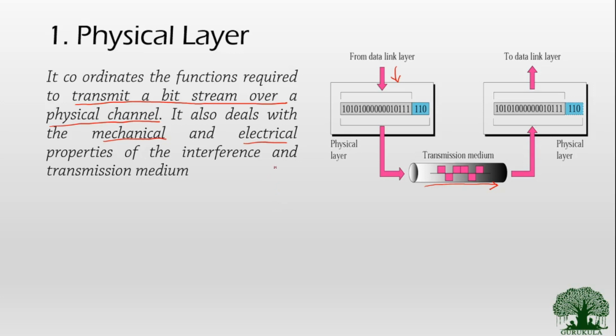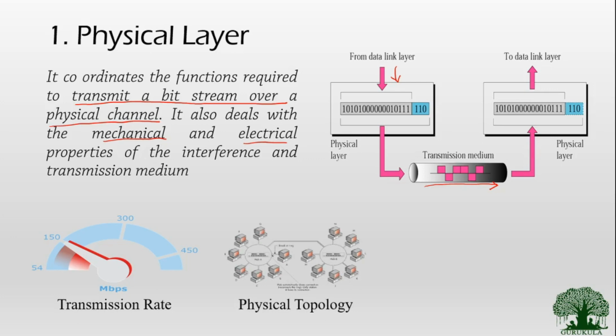So in addition to these prime tasks, my physical layer also decides the transmission rate, the speed of transmission, and it also decides the physical topology of how the systems are getting connected, and it also deals with bit synchronization. So these are all the various functions that will be taken care of by the physical layer.